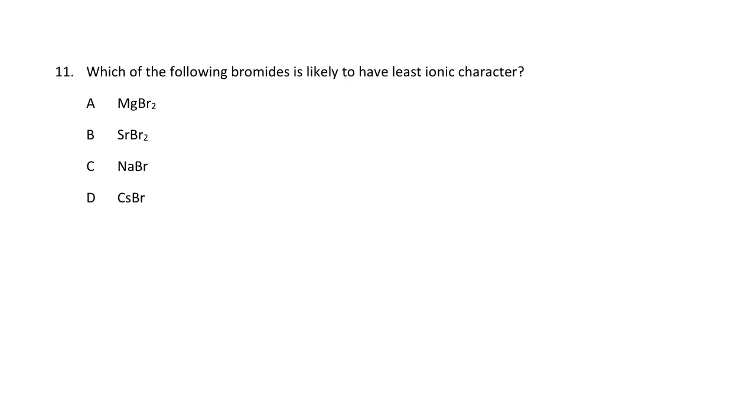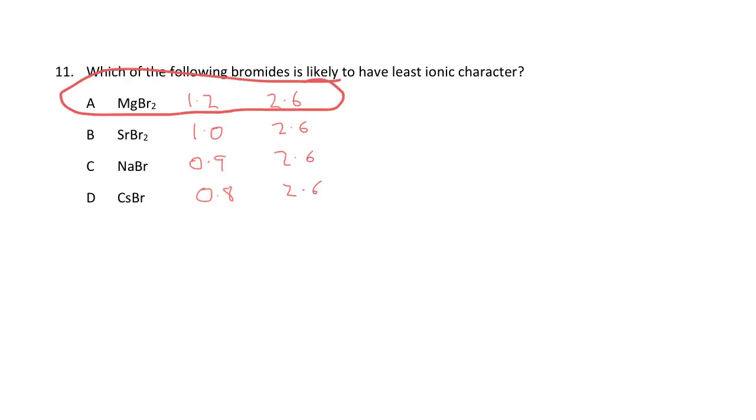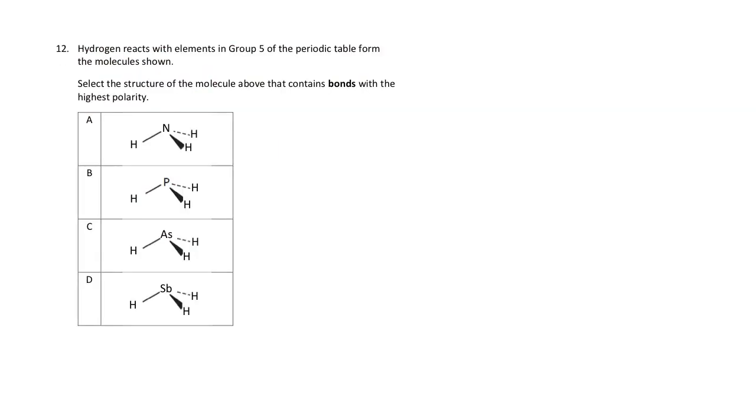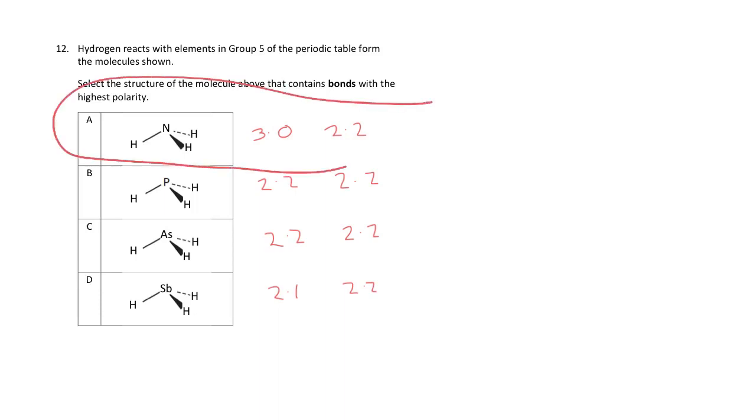Which of the following bromides is likely to have least ionic character, so smallest difference in electronegativity? One with the smallest difference will be magnesium bromide. So this question is the same as before, except now we've got structure, so it might look just a little bit different. Highest polarity will be the biggest difference, which is going to be A.